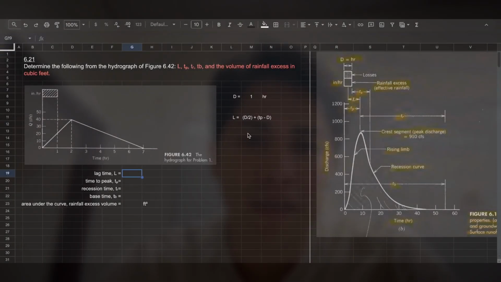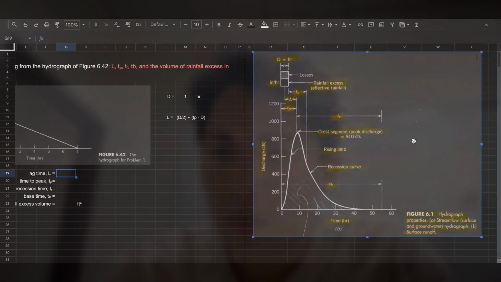Welcome back, guys. In this video we're going to start a new chapter. This chapter is about hydrographs, and in this video we're just going to solve two problems, and they're going to be pretty quick. Let's start with problem 6.21. It says determine the following from the hydrograph figure 6.42. Determine the lag time L, time to peak, recession time, base time, and the volume of rainfall excess in cubic feet.